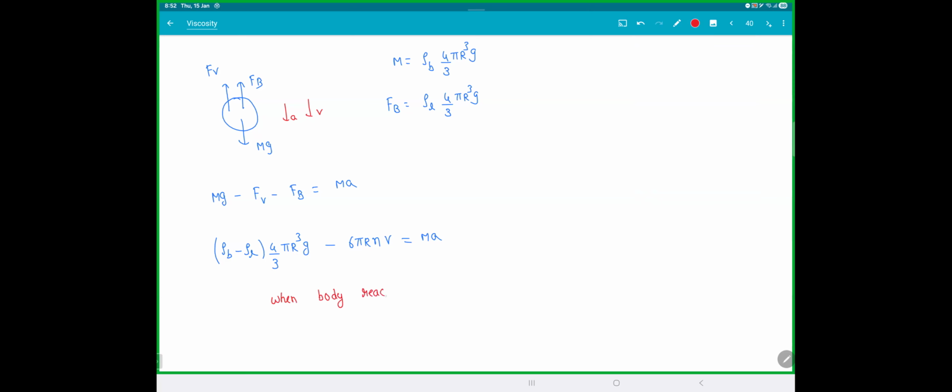What is v terminal? Meaning eventually your speed becomes constant. Acceleration is 0. So if you just want to find v terminal, no need to integrate. A becomes 0. So if you put a equal to 0, you end up with rho b minus rho l times 4 by 3 pi r cube g minus 6 pi r eta v terminal is equal to 0.